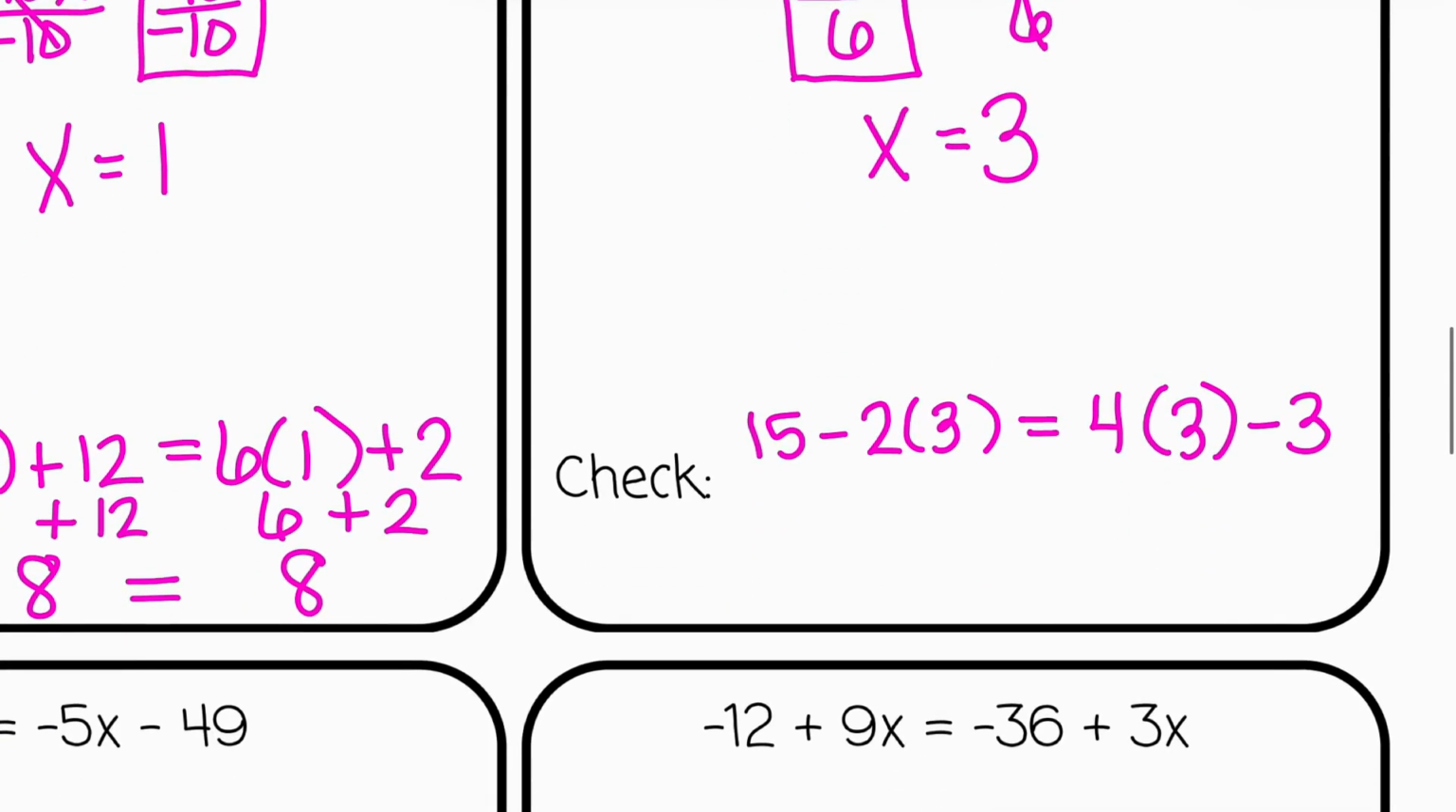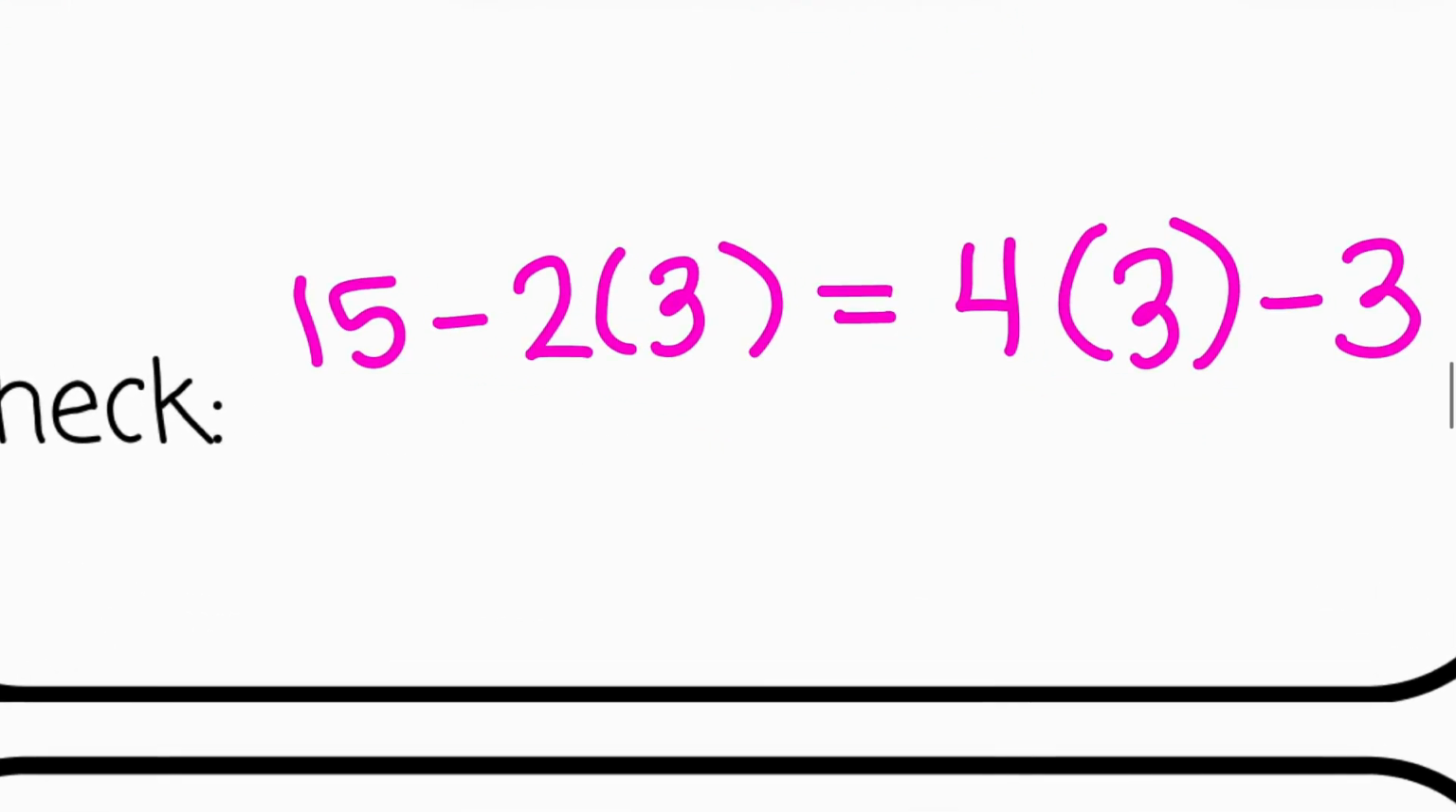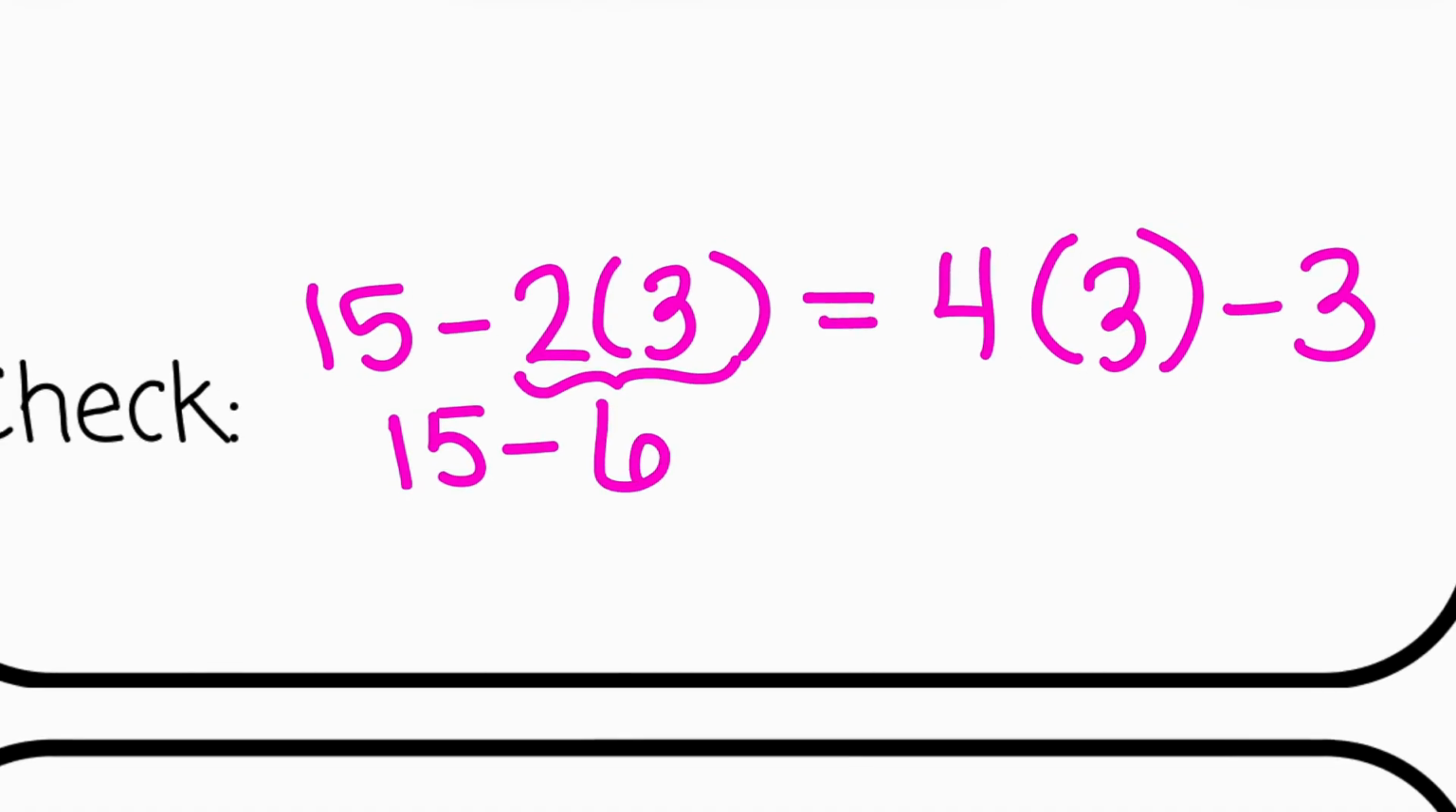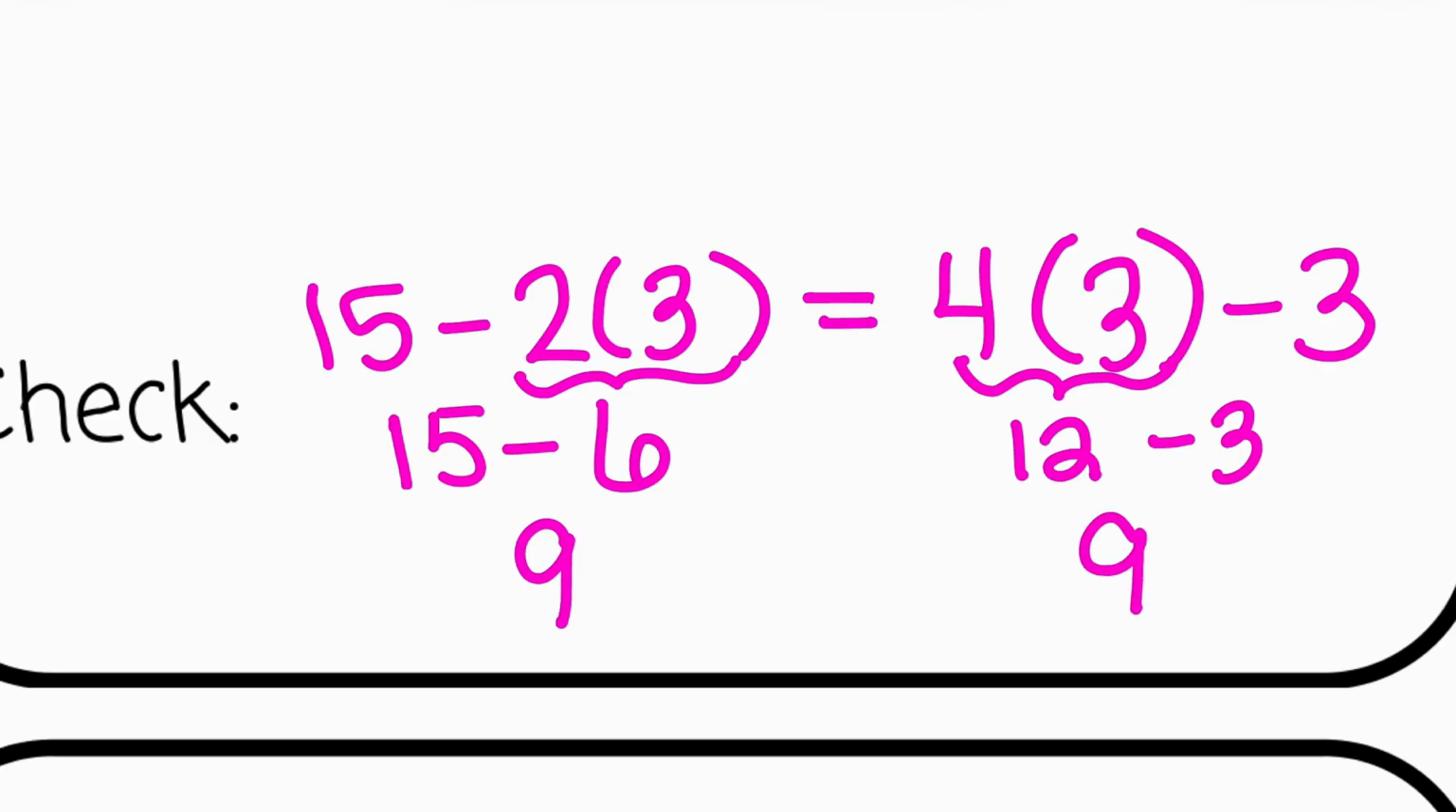Now be careful here with order of operations. On the left side, we have to multiply first. So 15 minus 2 times 3 is 6. And 15 minus 6 is 9. Okay, on the right side, we have 4 times 3, which is 12. And 12 minus 3 is 9. So since these match, they are equal, and I know I got it right.